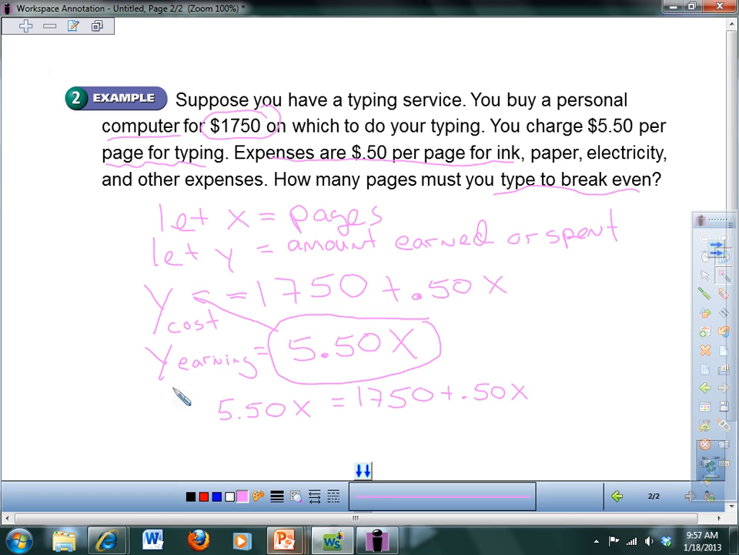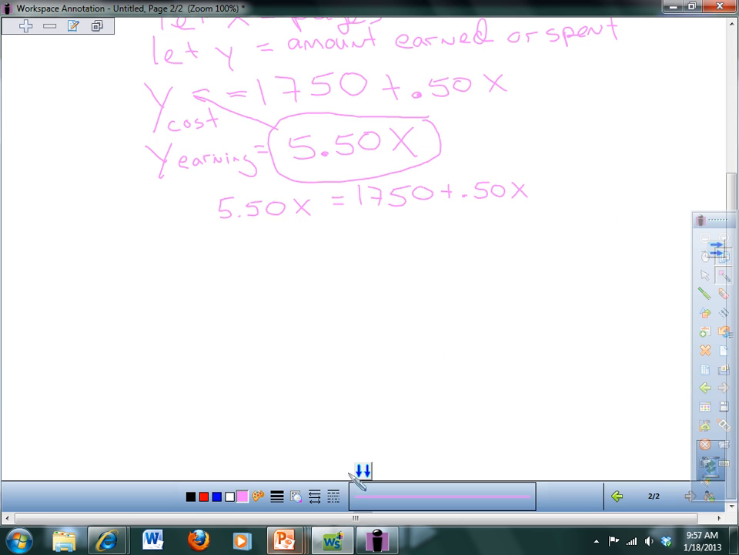Come on, Brian, what's my first step over here? You can tell me. What should I do to both sides? Subtract. Right, Karen? Karen said that. Subtract what? Yes, not 550. Subtract the 0.50x, because you want to take the smaller number away from both sides, right? Otherwise, you're going to get a negative number.